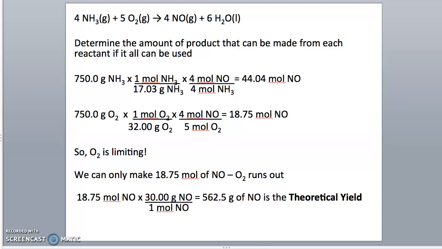We start with 750.0 grams of each reactant and use the molar mass to convert to moles. The next conversion is the mole-mole relationship of reactant to product, so the 4's come from the balanced equation. This reaction will only produce 18.75 moles of nitrogen monoxide. At this point, the oxygen is gone and the reaction ceases. Using the molar mass of nitrogen monoxide, we can calculate the theoretical yield in grams.